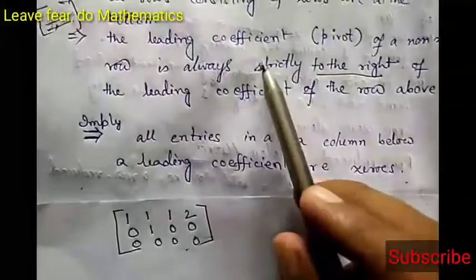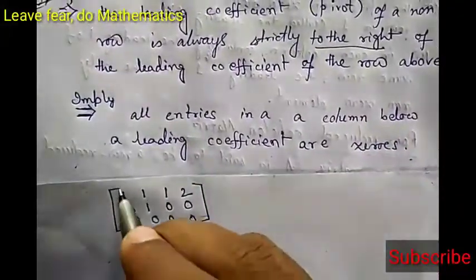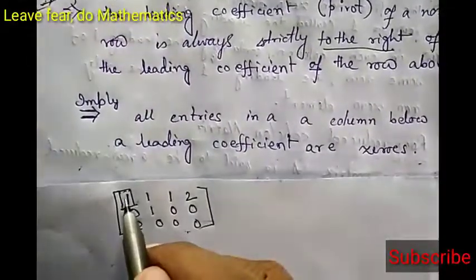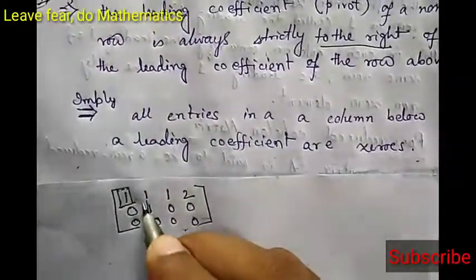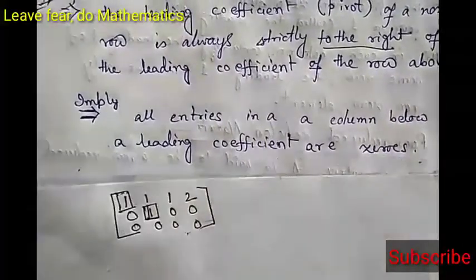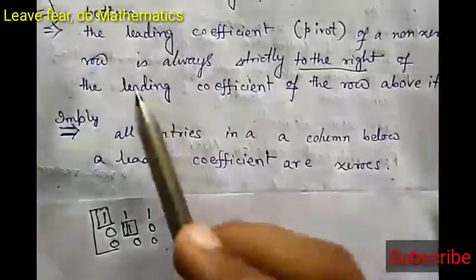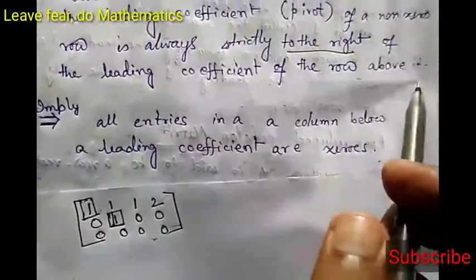Then the leading coefficient. What is the leading coefficient? The first non-zero element of every row is the leading coefficient. So this is the first non-zero element of the first row, and this is the first non-zero element of the second row. Okay, so these two are the pivots. The leading coefficient of a non-zero row is always strictly to the right of the leading coefficient of the row above it.